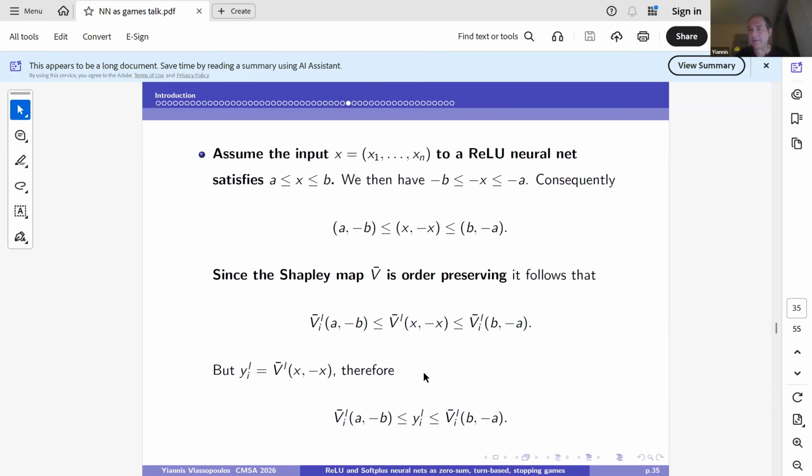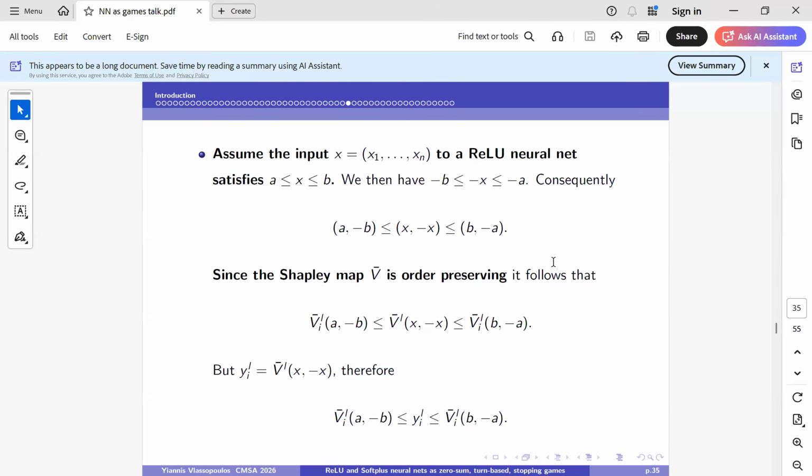And it's possible to, instead of taking just intervals, take more complicated shapes like polyhedra and so on. And it's possible that this will give even better bounds. But we do get these bounds.